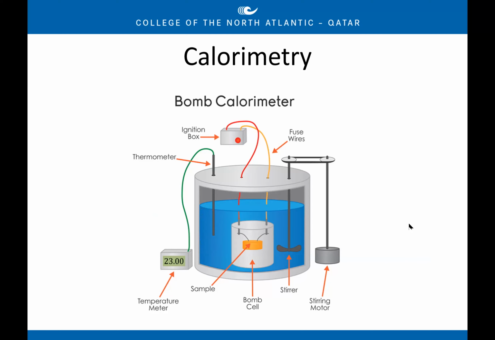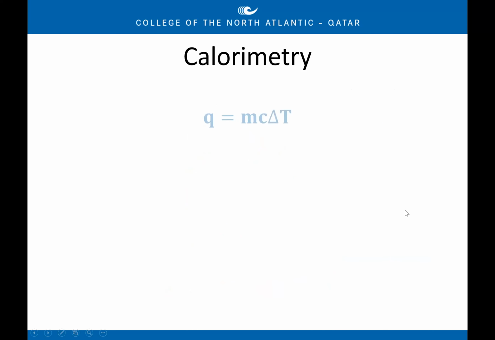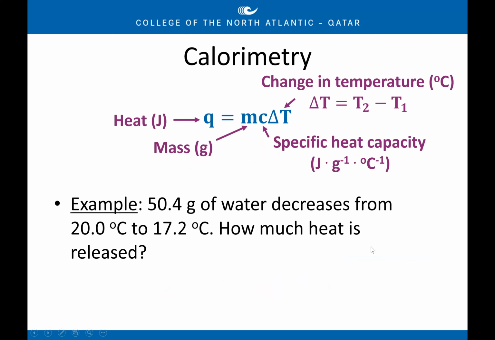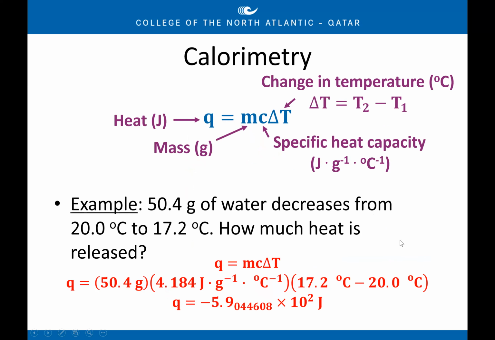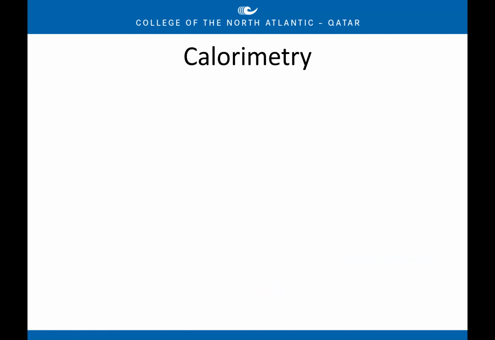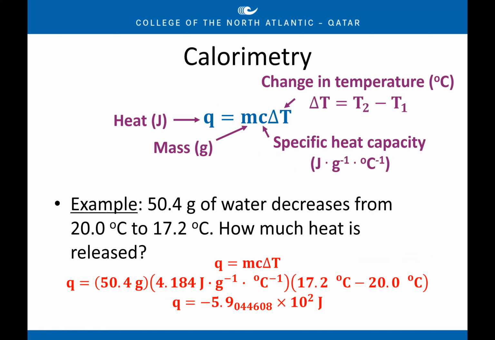Let me go back to my notes here. We did this example on Thursday. If you were not here on Thursday, you didn't miss too much. We only looked at this one example, so I won't do it again. I'll just quickly remind you that the formula for calorimetry in this course is Q equals MC delta T.